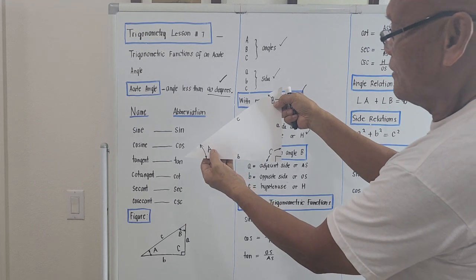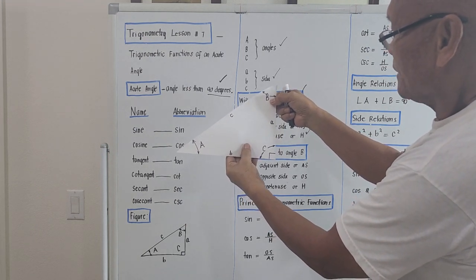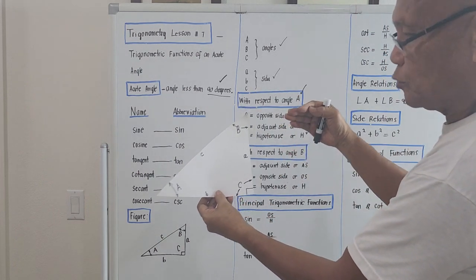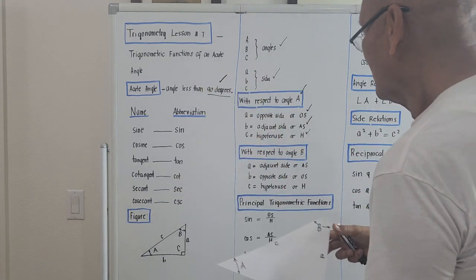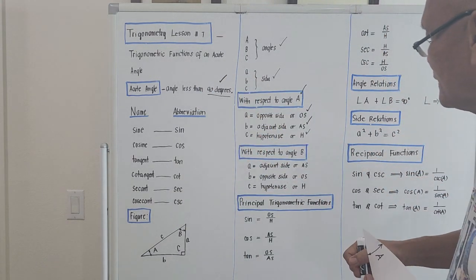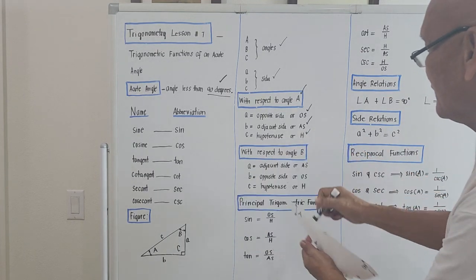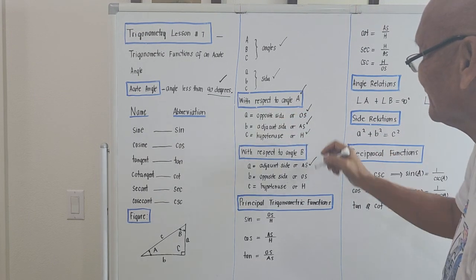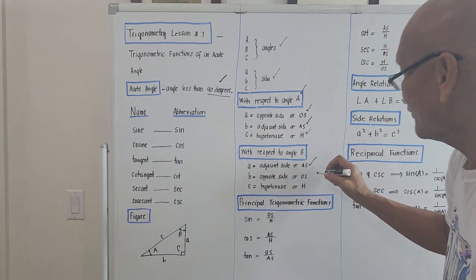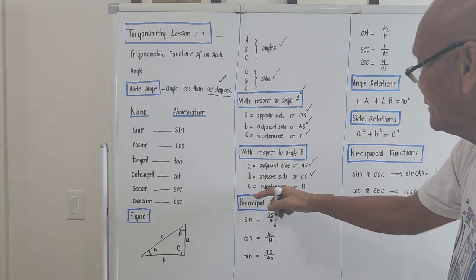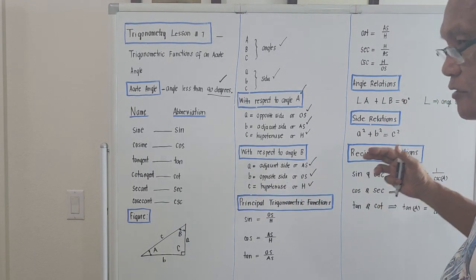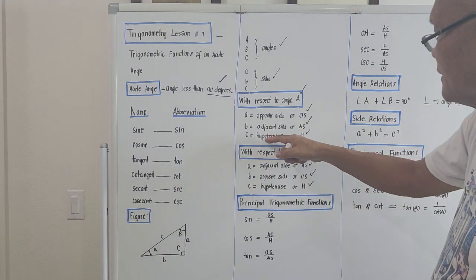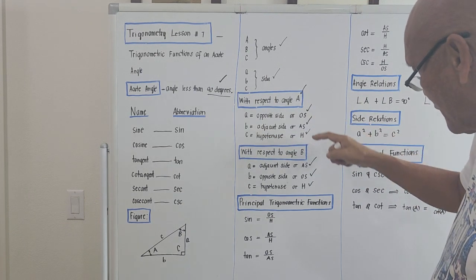And considering angle B, this should be opposite side. So in the definition, it will be a different one. So with respect to angle B, A is the adjacent side, right? And B will be the opposite side. And for C, it will still be the hypotenuse. It didn't change the location. So there's no problem with angle C. They are both the same for angle A and angle B.